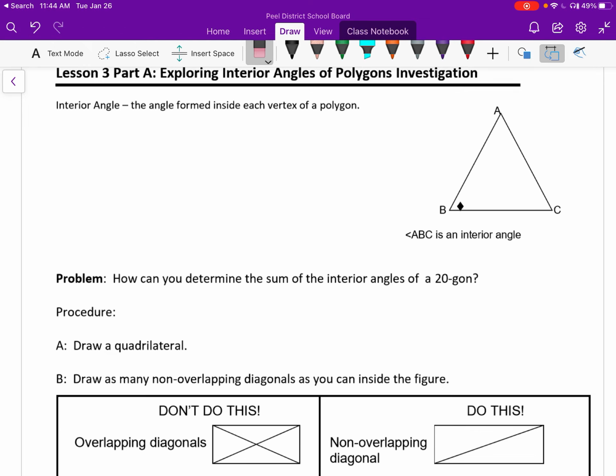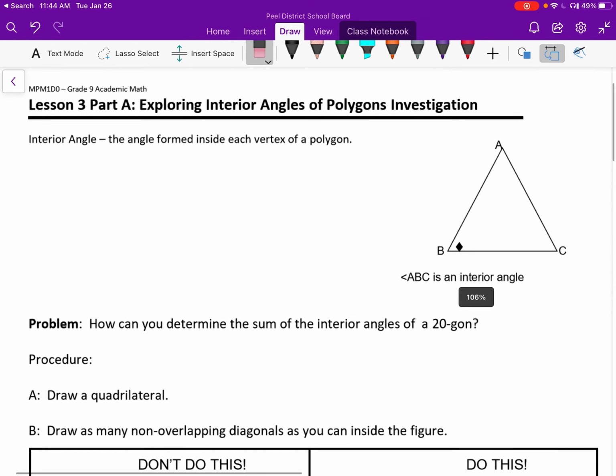Hi class, we're just going to go over lesson 3, part A. This was an exploration, so I actually wanted you to come to most of the conclusions by yourself. So watch this after you've actually done the investigation. Please don't watch this before. This is just a quick summary video. You should have already finished this exploration by yourself, but I'm going to walk through it with you.